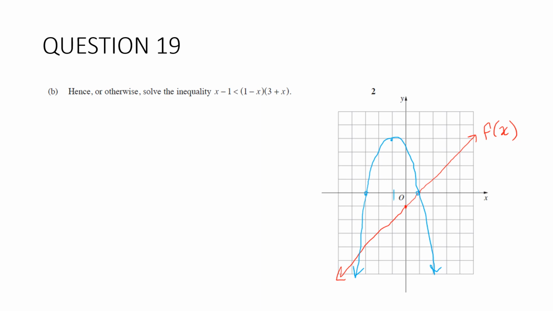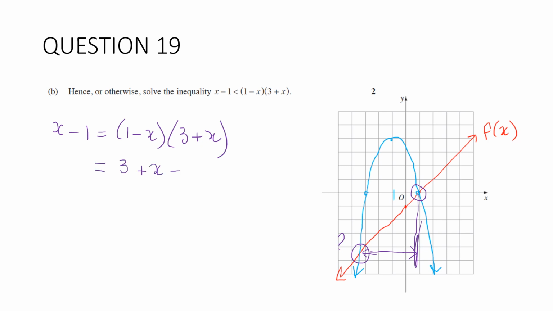Part B, hence or otherwise solve the inequality x minus 1 is less than 1 minus x multiplied by 3 plus x. So we want to know where the red line is less than the blue line, which is obviously in between here and here. So we know this coordinate, it's x equals 1, but we don't know this one. So let's just solve these simultaneously. x minus 1 is equal to brackets 1 minus x, 3 plus x. Expand out the right hand side: 3 plus x minus 3x minus x squared is equal to 3 minus 2x minus x squared.